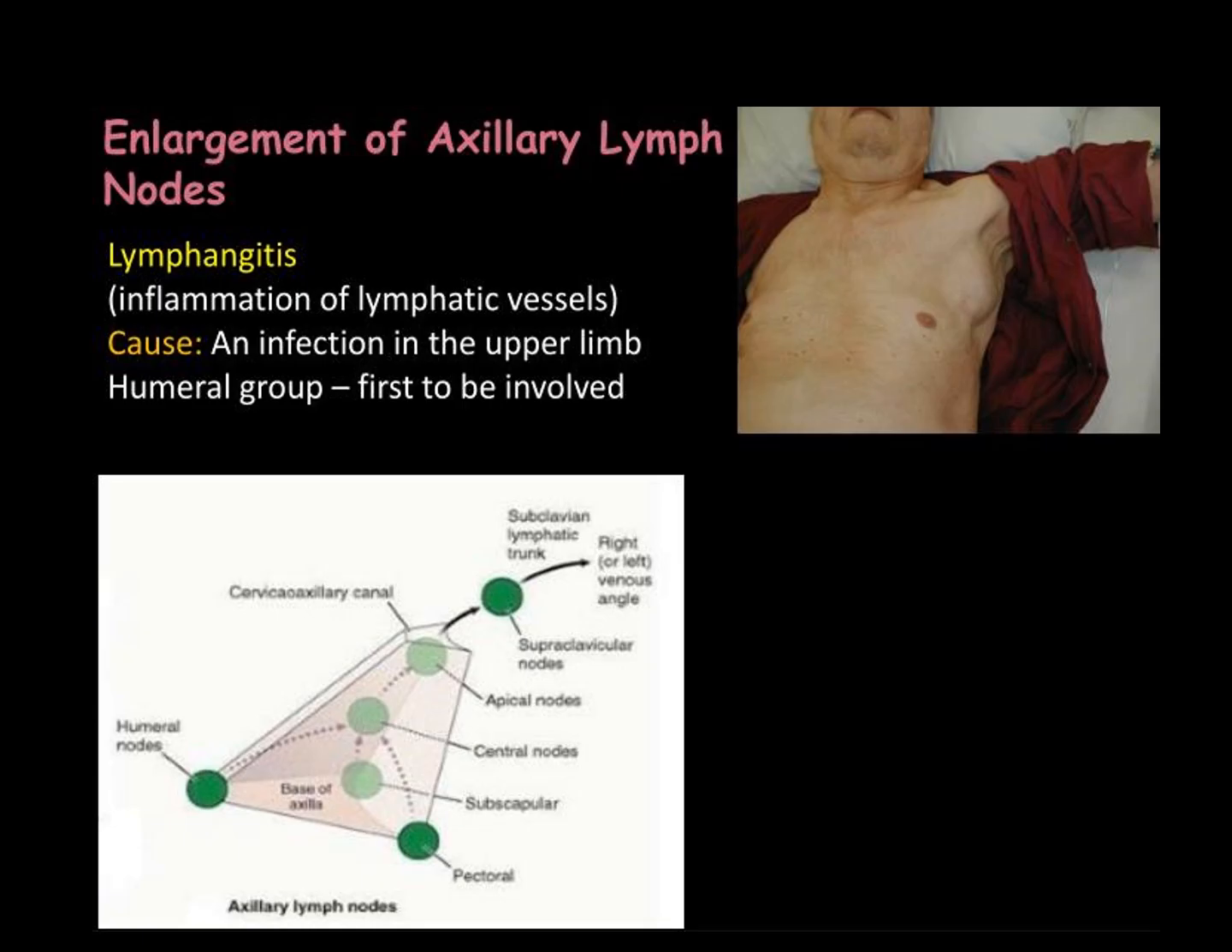The inflammation of the lymph vessels usually follows trivial injuries to any part of the upper limb. In acute inflammation, the lymph vessels may be seen underneath the skin as red streaks which are tender. The axillary lymph nodes are enlarged and become painful following infection in any part of the upper limb.